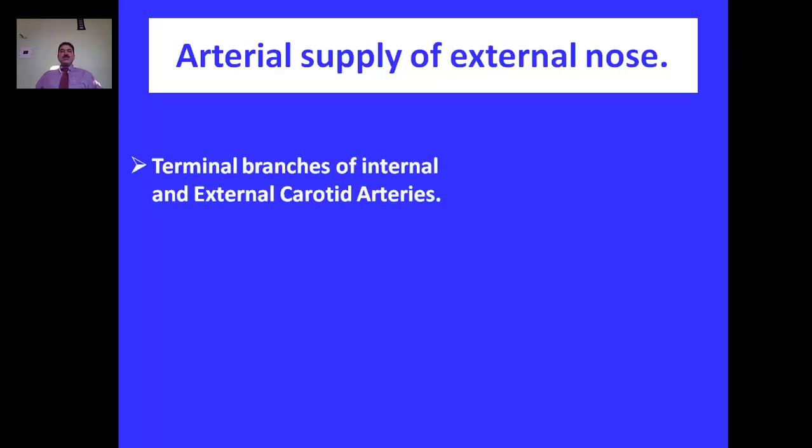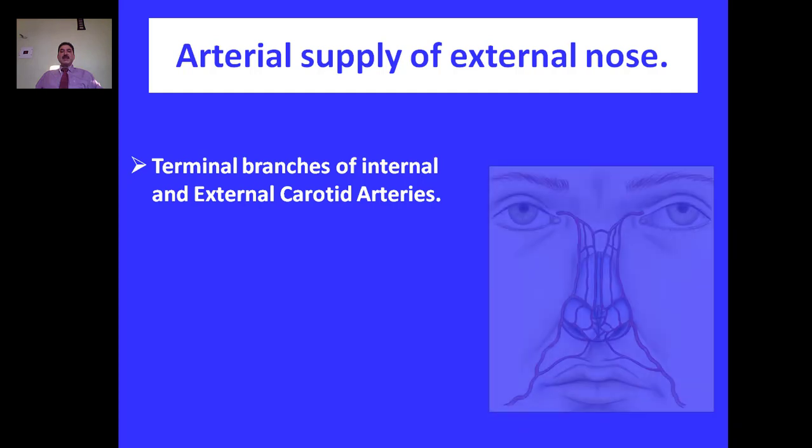Blood vessels of the nose. Let us go to the arterial supply of the nose. As already said, the nose is divided into the external nose and nasal cavities. The external nose is supplied by the terminal branches of the internal and external carotid arteries.